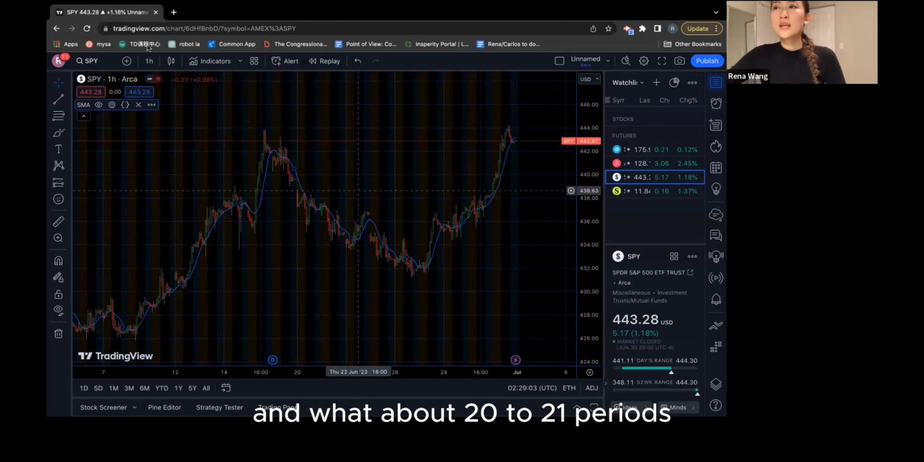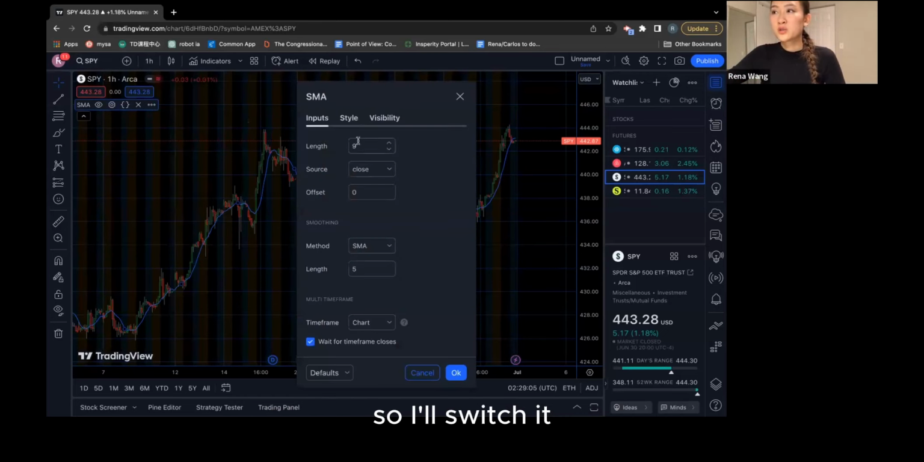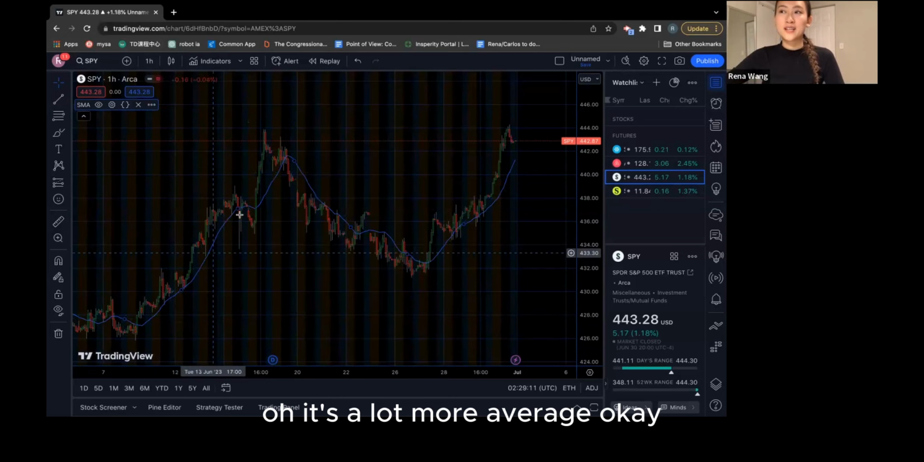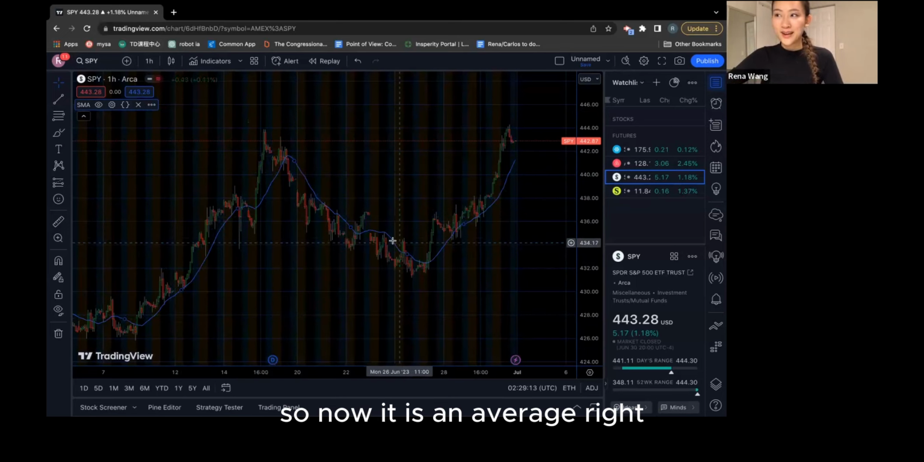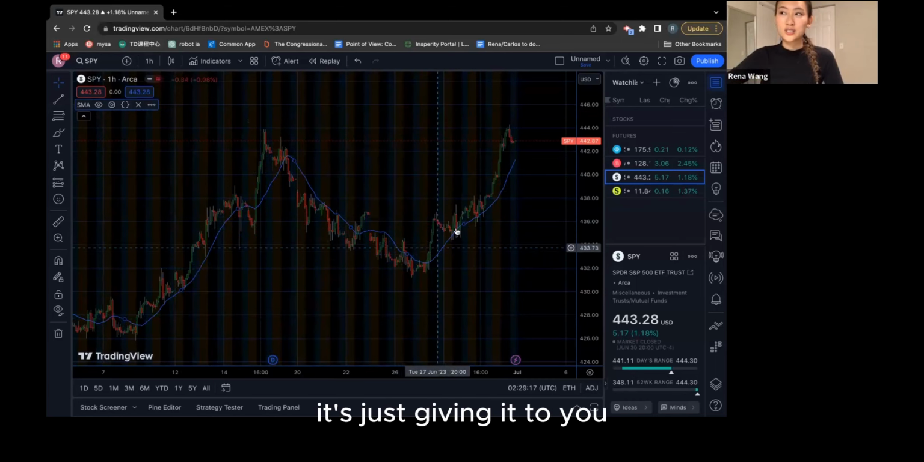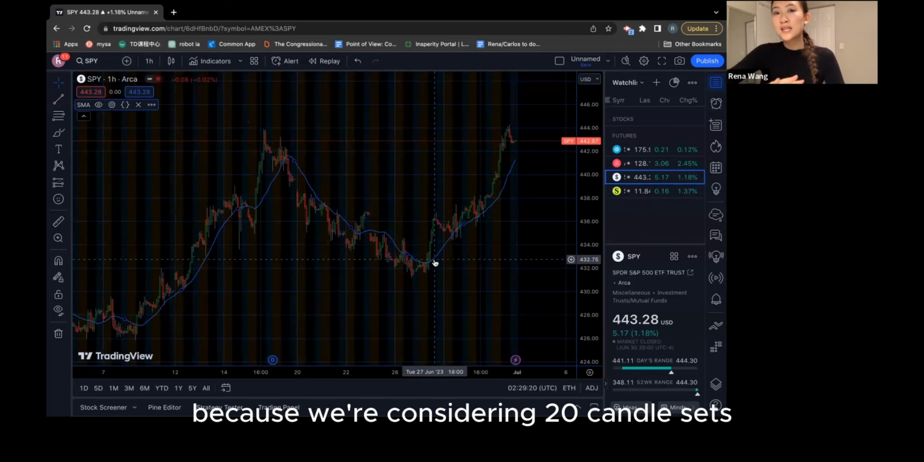And what about 20 to 21 periods? I'll switch it so you'll see the difference between them. So we put 20. You can see it's a lot more average. Now it is an average, right? It doesn't move as the price goes up and down. The average is just giving it to you because we're considering 20 candlesticks.